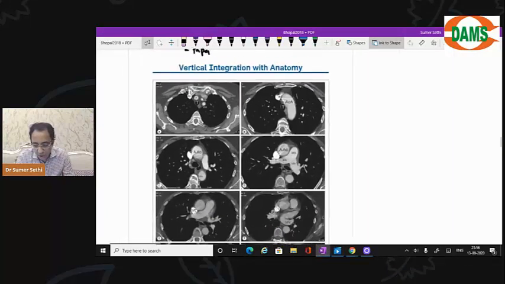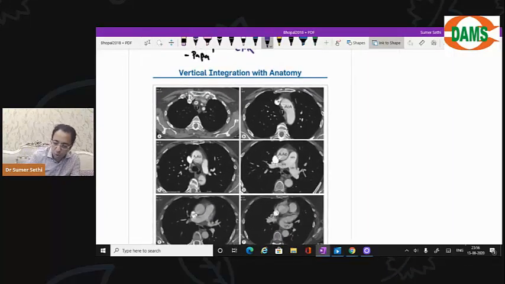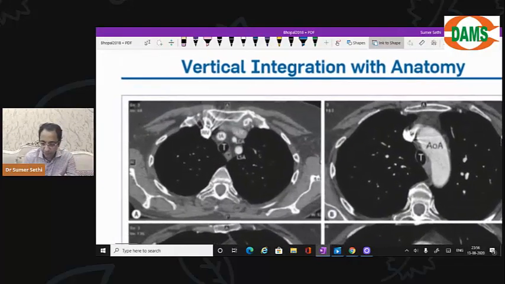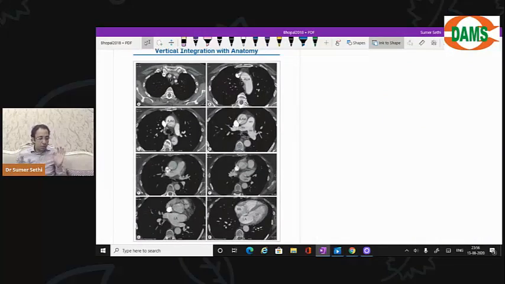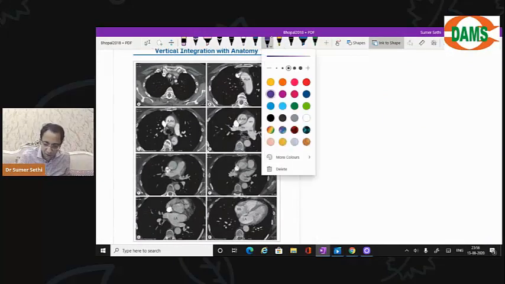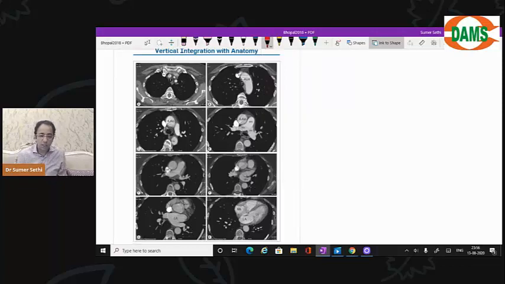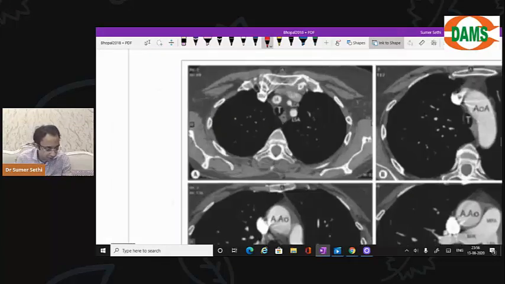The last part of the class is that I want to show you how to look at the anatomy of the chest structures on a CT scan. Let's see one by one.